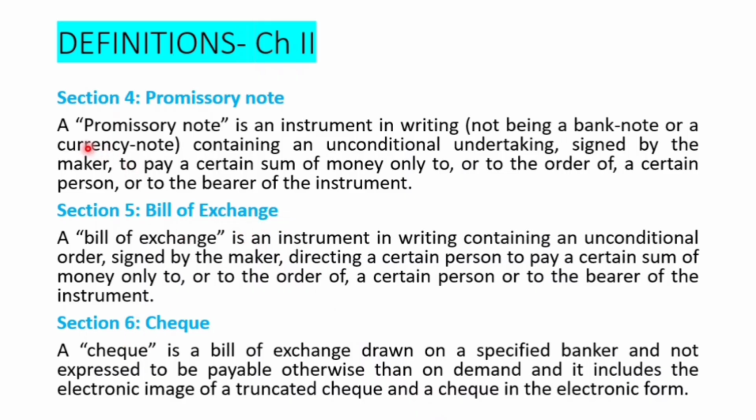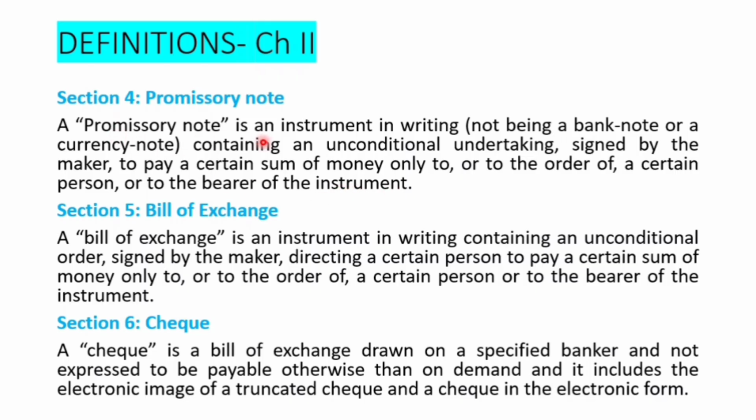Now let's go through the words of the Act. A promissory note is an instrument in writing, not being a banknote or a currency note, containing an unconditional undertaking, signed by the maker, to pay a certain sum of money only to, or to the order of, a certain person or to the bearer of the instrument.